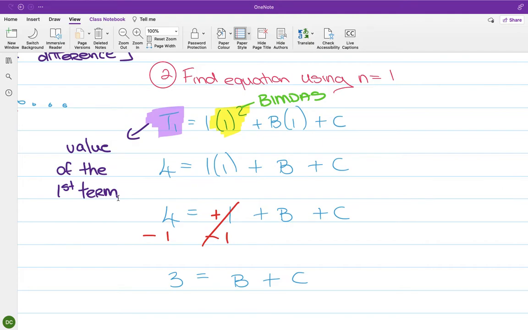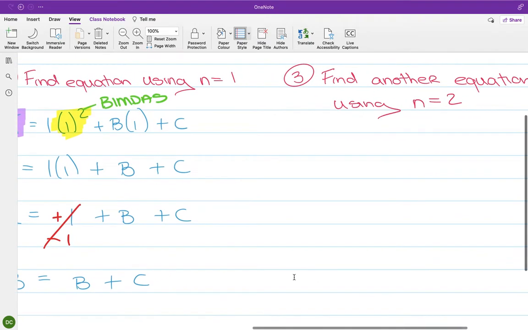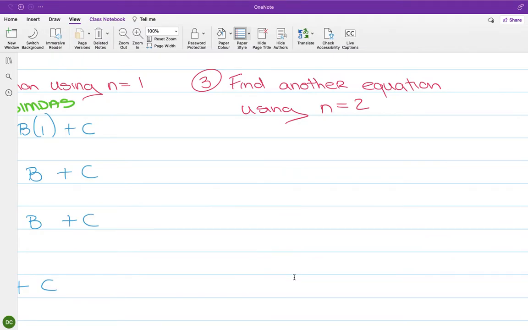Okay. And then the third step, I'm going to find another equation. I know you can't see this writing, hang on, using n equals 2. Okay, so this equation that's here has 2 variables and just 1 equation, so I can't solve it. To solve an equation with 2 variables, you need 2 equations. So I'm going to now use this to get a second equation.